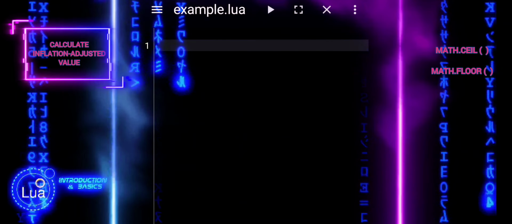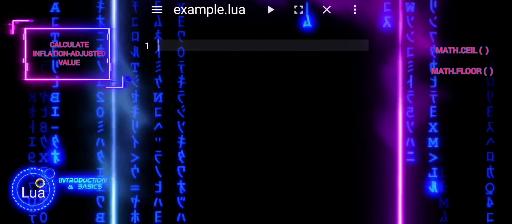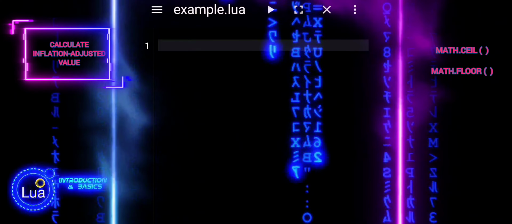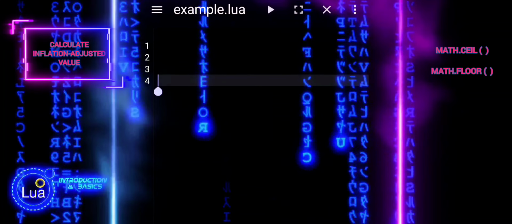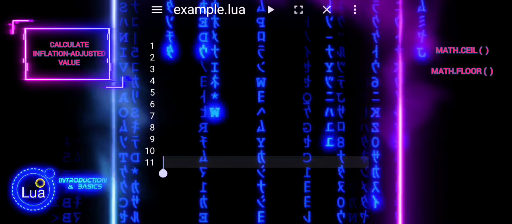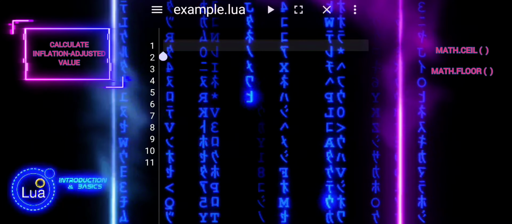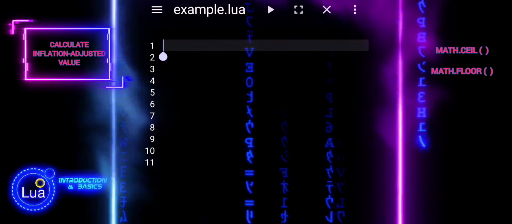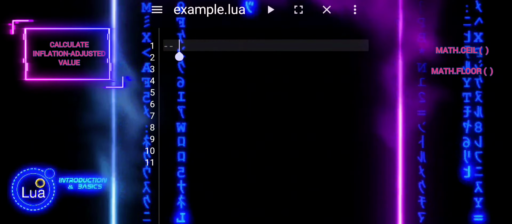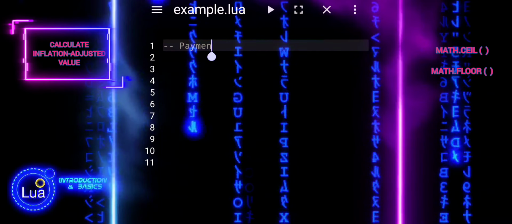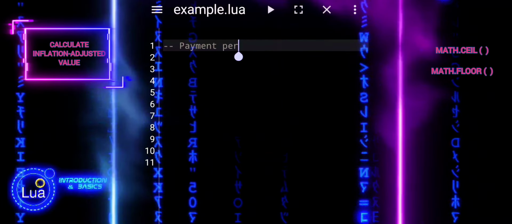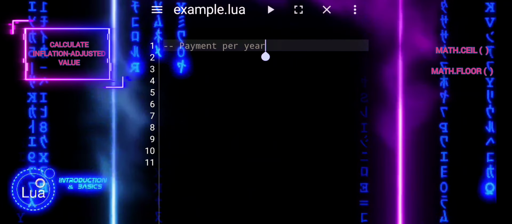Welcome to our tutorial showcasing the remarkable capabilities of math.ceil and math.floor functions in managing financial data impacted by inflation. In this tutorial, we will delve into how these functions enable precise rounding of inflation-adjusted values, revealing the intricate dynamics of monetary depreciation over time. By the end, you will appreciate the significance of accurate rounding in financial analysis and planning.